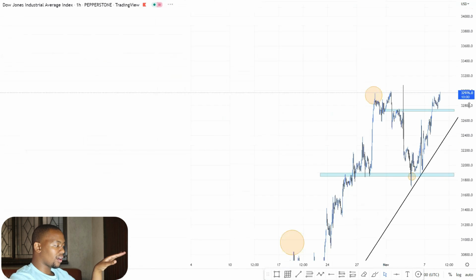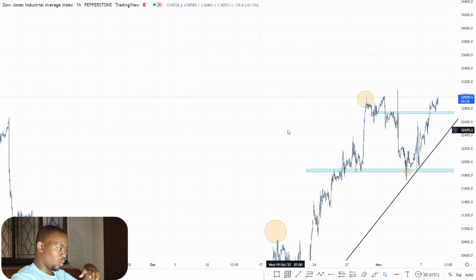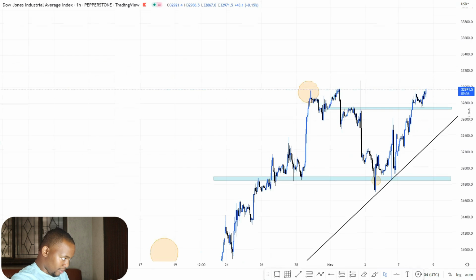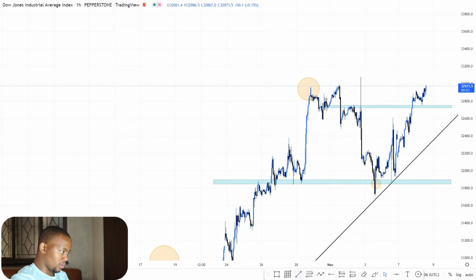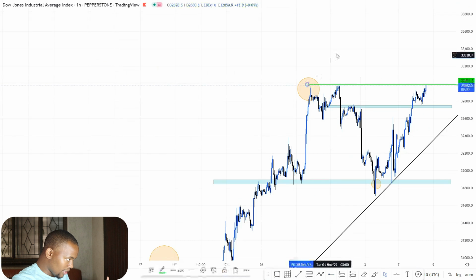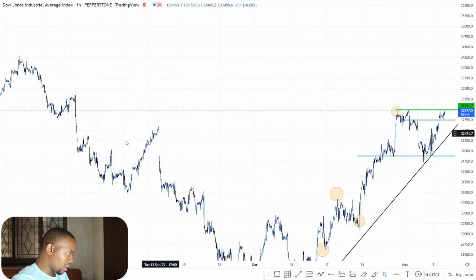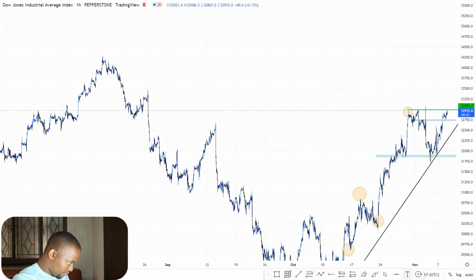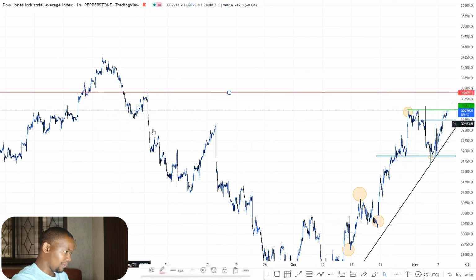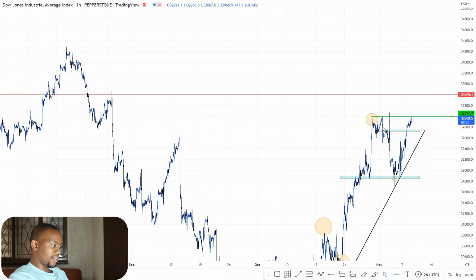My overall target, since we were looking for buys, were obviously the most recent highs or the closest highs. So I was basically targeting these highs right over here, and overall we are looking to push price up here. So this is more of long-term stuff, especially for this week.